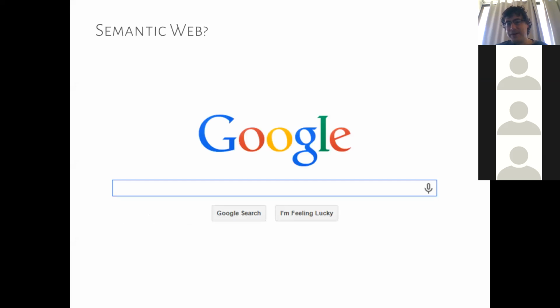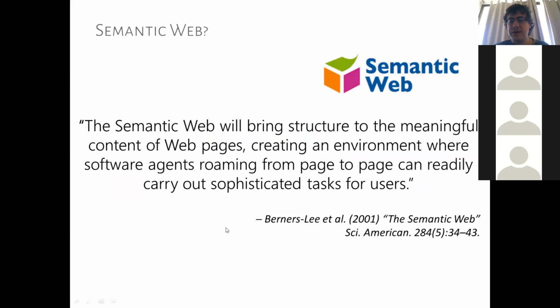So what is the semantic web, right? So if I have a question, what I will usually do is type my question into Google, and I'll see essentially what Google suggests. So if I search for the semantic web on Google, it'll return me various pages that describe, for example, this is based on one of the original definitions of the semantic web by Berners-Lee, the same person who proposed the web itself. So Berners-Lee proposes that the semantic web will bring structure to the meaningful content of web pages, creating an environment where software agents roaming from page to page can readily carry out sophisticated tasks for users.